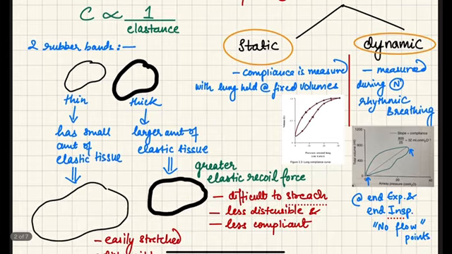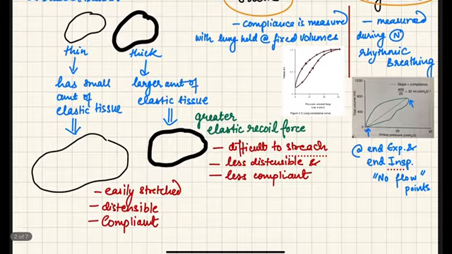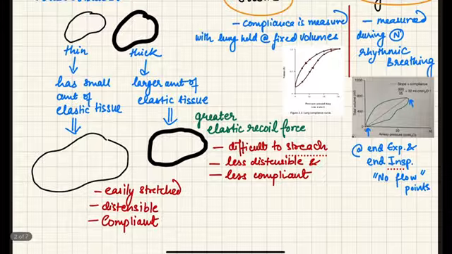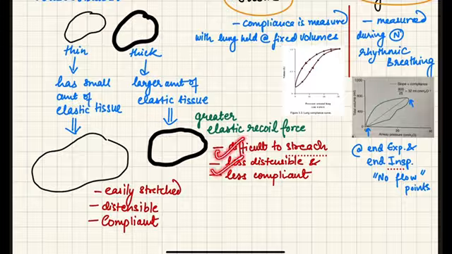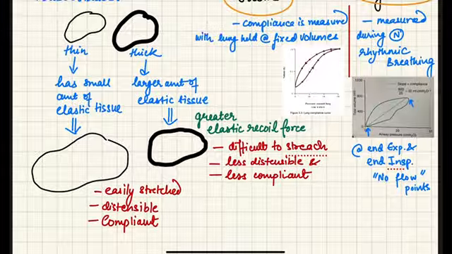Now we see this phenomenon by the example of two rubber bands. If it is a thin rubber band, it will have a small amount of elastic tissue and hence will be easily stretched, will be distensible and compliant. If it is a thick rubber band, meaning it has a large amount of elastic tissue, it will be difficult to stretch, less distensible and less compliant. Why? Because it will show a greater elastic recoil force. It will tend to preserve its original shape.